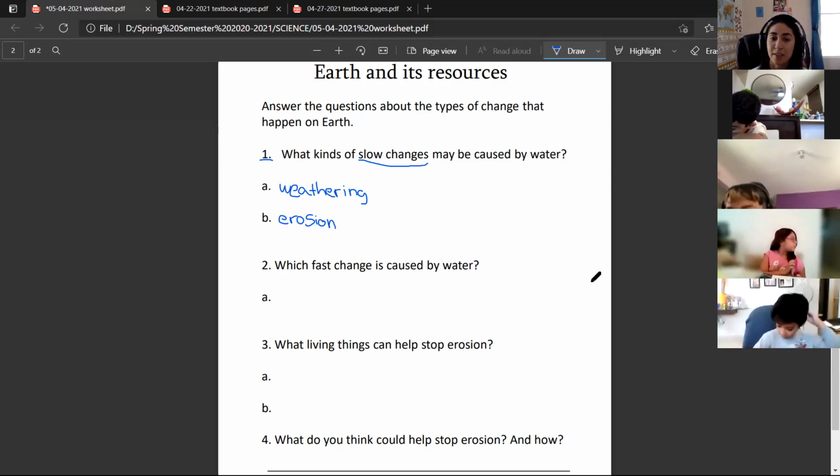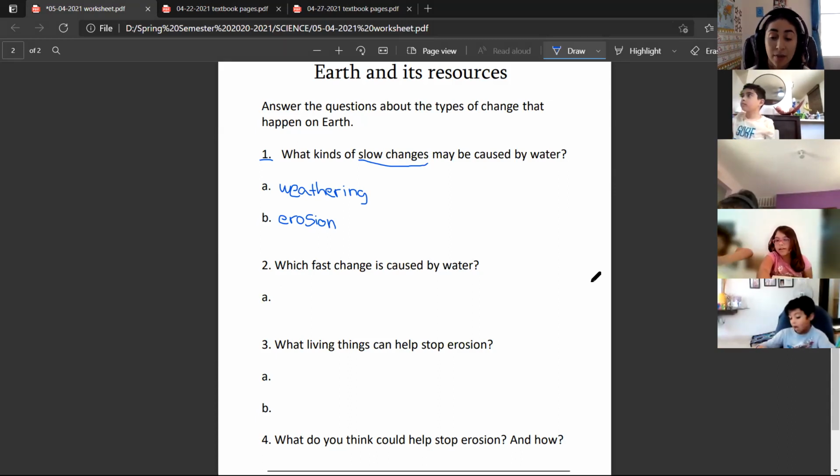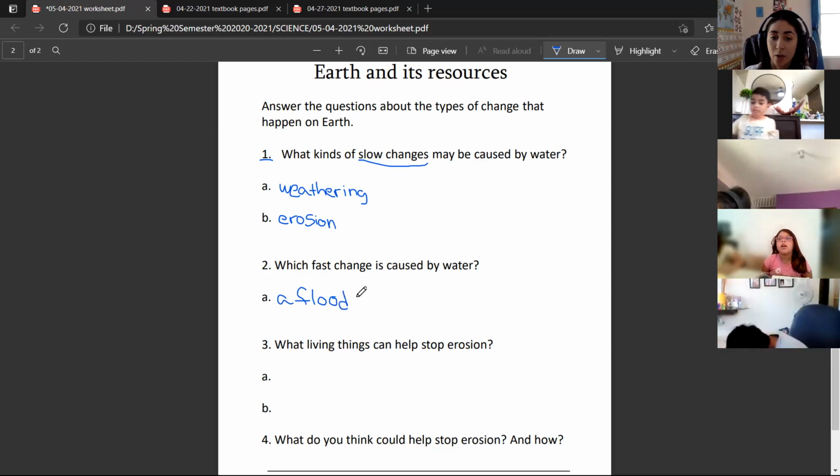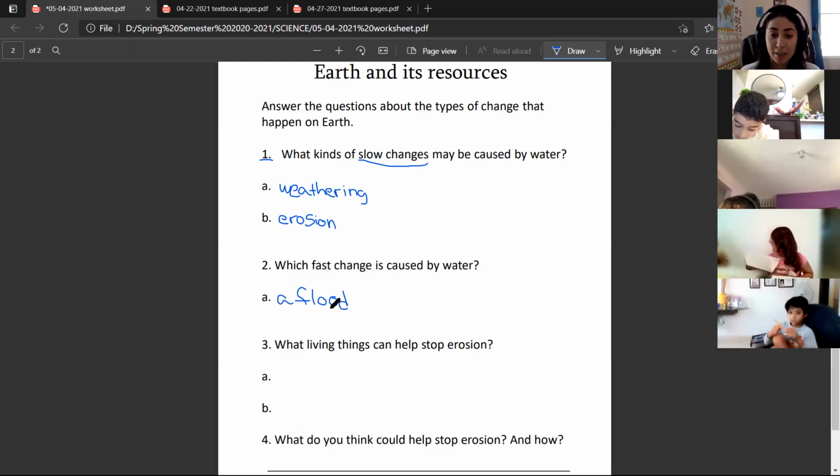Which fast change is caused by water? You have the pictures of fast changes. Which fast change is caused by water? Stephanie, what's the answer? For number 2, what's the answer? Flood. Ah, there you go. A flood. Which fast change is caused by water? A flood, or just the word flood. It's fine. So floods are fast changes that are caused by water.